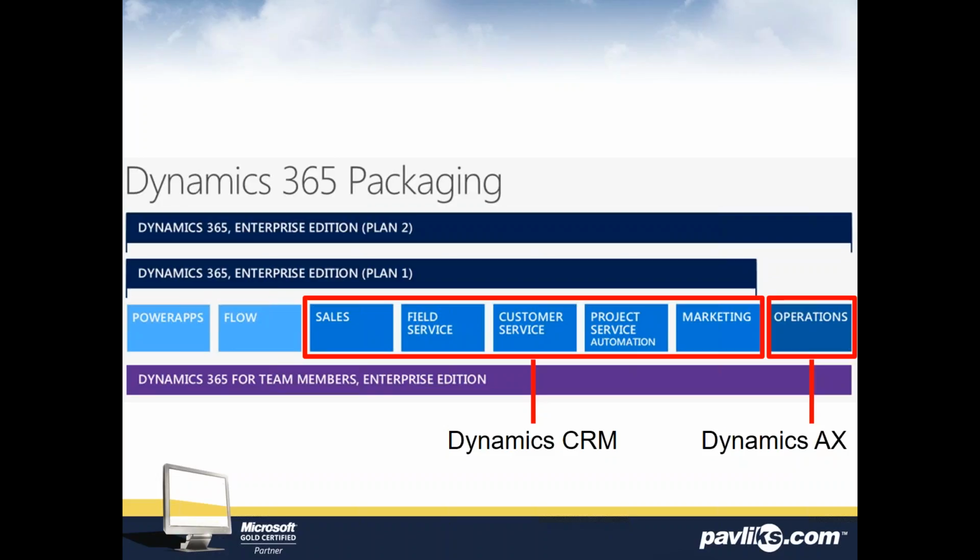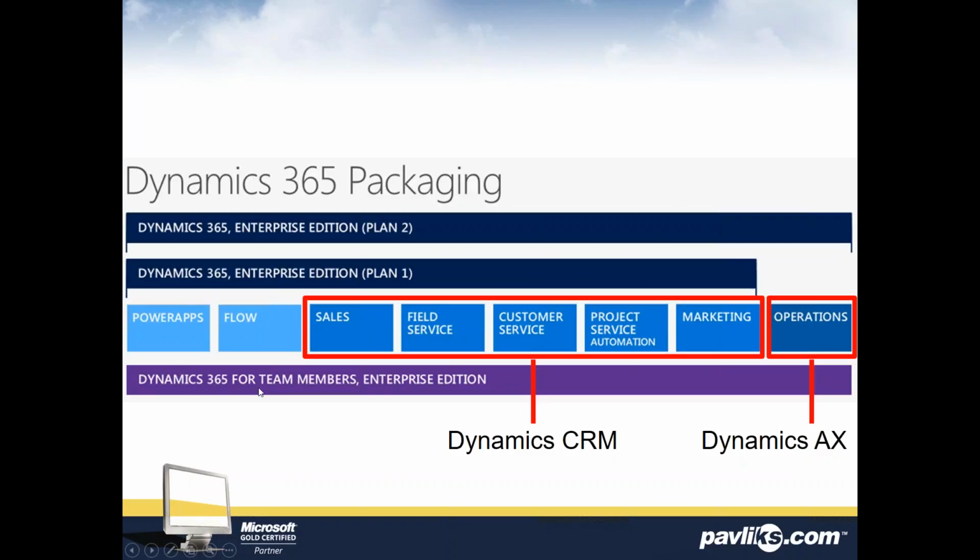So Plan 1 gives you access to everything within CRM as well as Power Apps and Flow. And if you are also using and considering Dynamics AX, then that's when you want to get Plan 2. Or you buy operations separately or any of these apps separately.